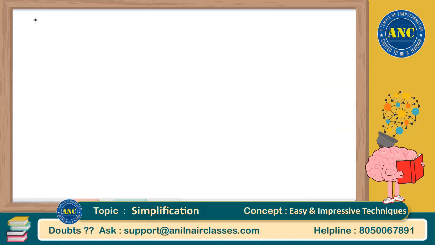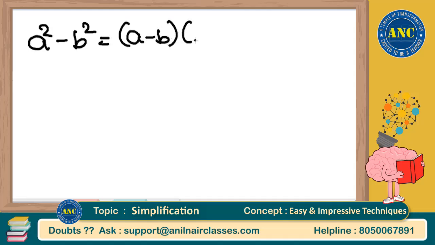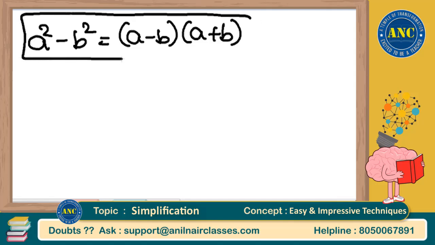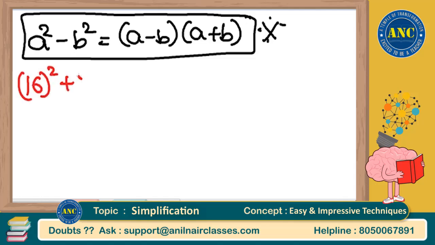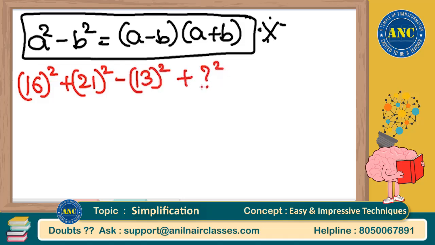I am sure that you all know this notation: a square minus b square is a minus b into a plus b. Right? Let us make use of this notation to simplify a little faster in some cases. For example, please see this question, sir. Your question is 16 square plus 21 square minus 13 square plus question mark square is equal to 25 square.